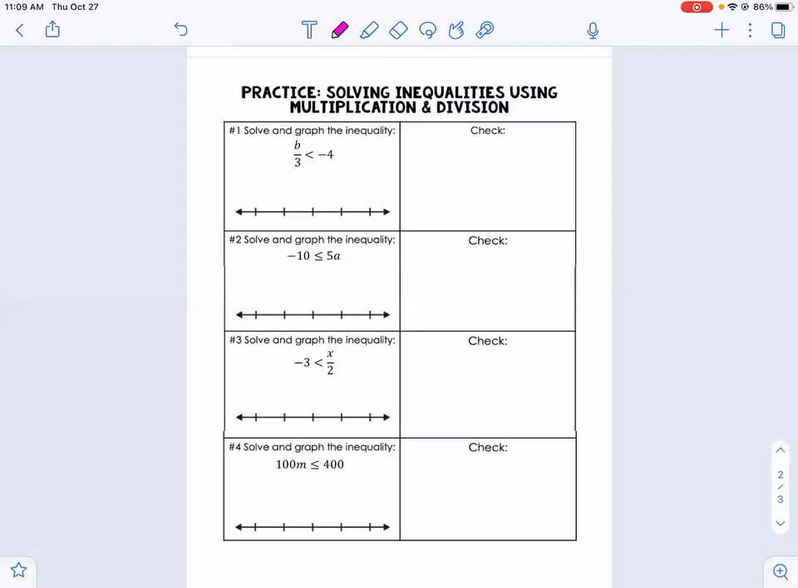It's a worksheet that I'm gonna give to you. All right. Do you and your elbow partner agree?